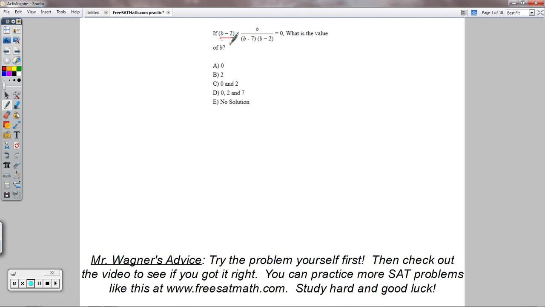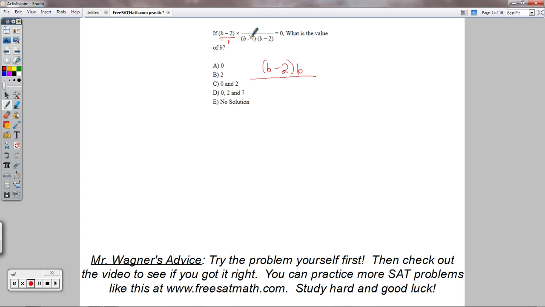So the first thing I would do with a question like this is to make this a fraction. So I've got b minus 2 over 1 times this whole thing. And I'm going to rewrite this as this. So I have b minus 2. Since it's times, I'm just going to multiply the tops and the bottoms together. That's what we do with fractions. Just multiply the tops together and multiply the bottoms together.